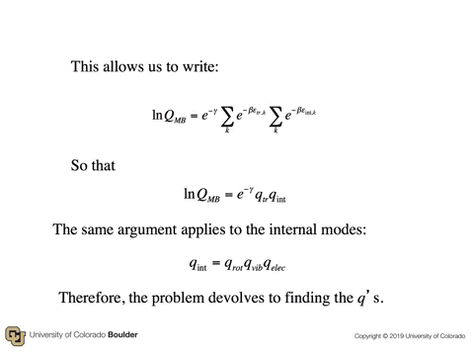And it turns out that the same argument applies to internal modes, so that we can write the internal partition function as the product of the rotation, vibration, and electronic modes. And so therefore the problem of finding the fundamental relation for ideal gases devolves to finding the Q's, remembering that the fundamental relation is equal to minus k ln of the partition function, for whatever particular representation that you were in.